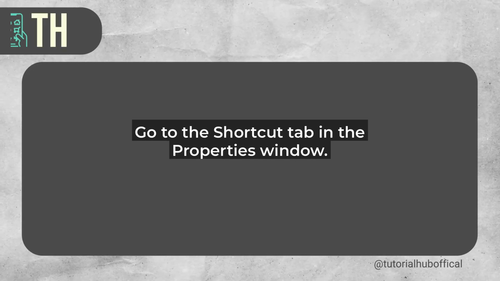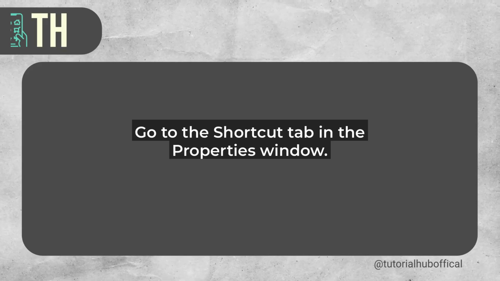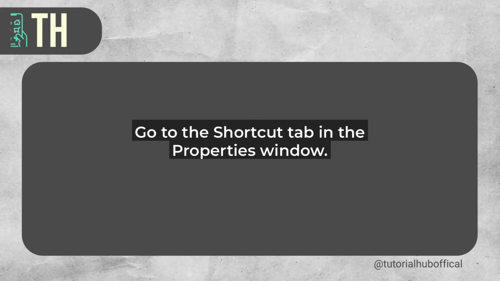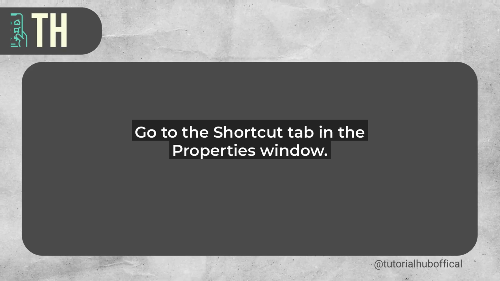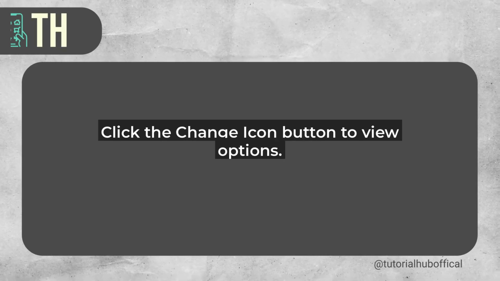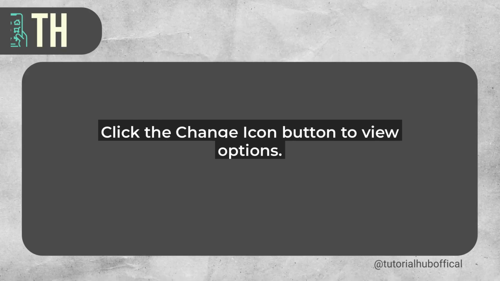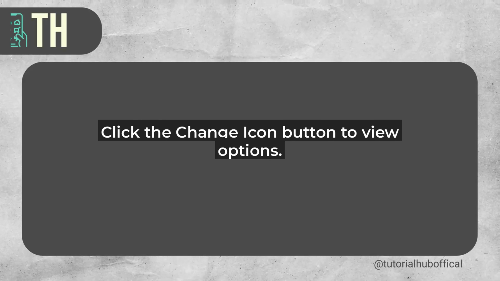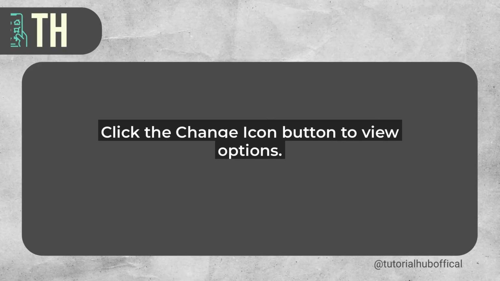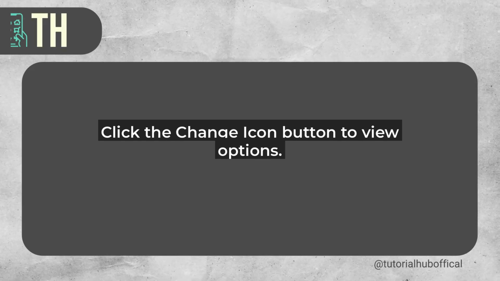Once you're in the Shortcut tab, look for the Change Icon button. It's usually towards the bottom of the window. Click on it, and you'll see a dialog box pop up with a list of available icons. These might come from the original program file or system files. If you don't like what's there, you can browse for your own icon files.